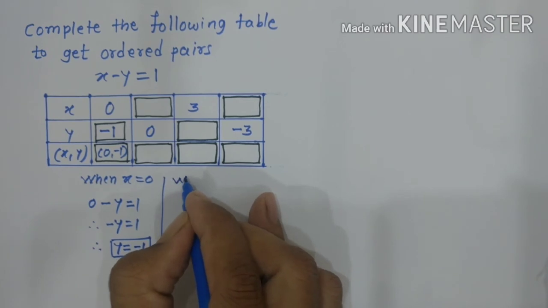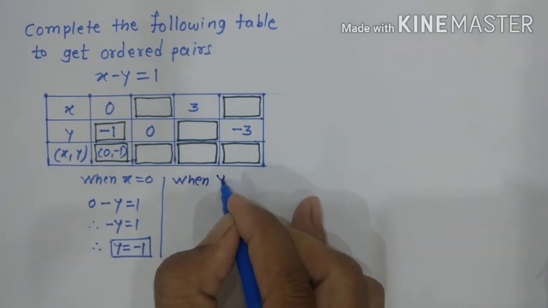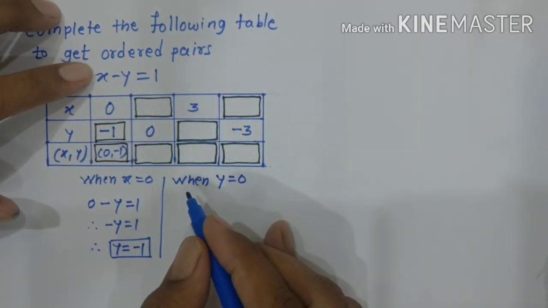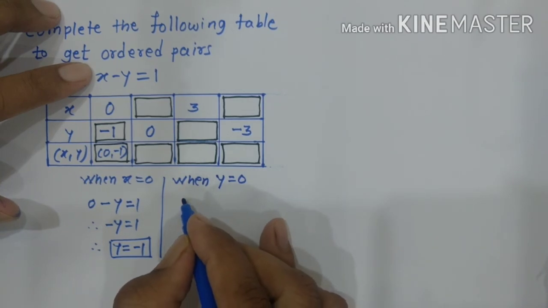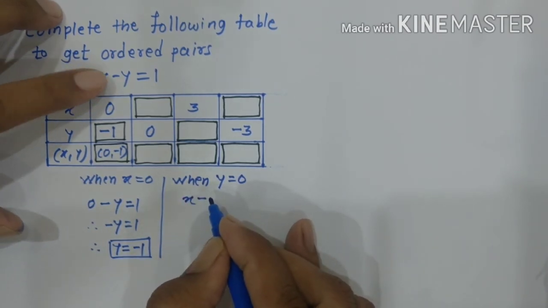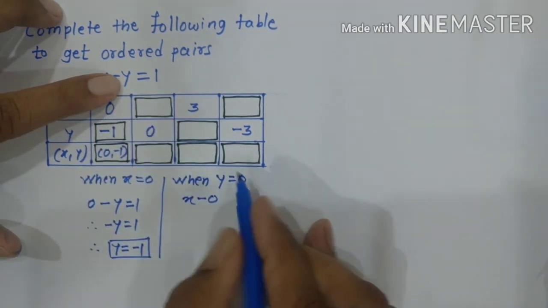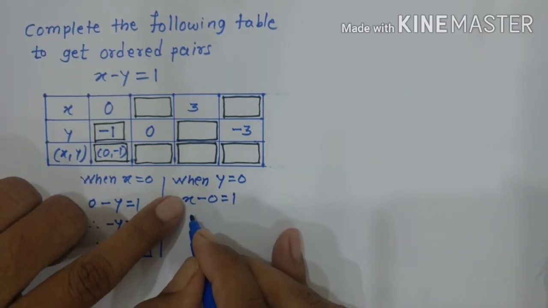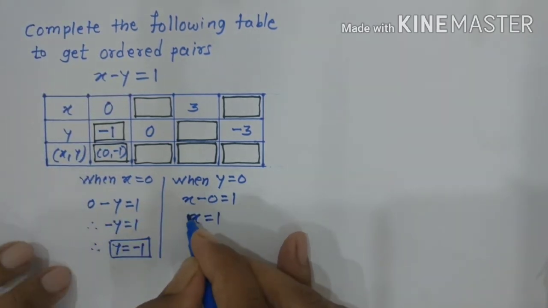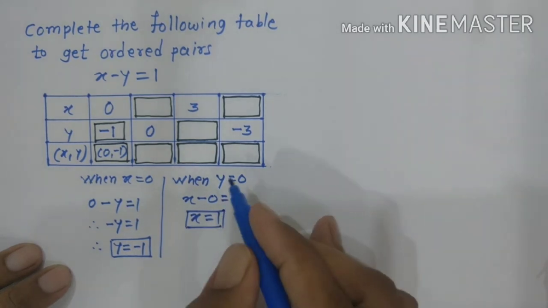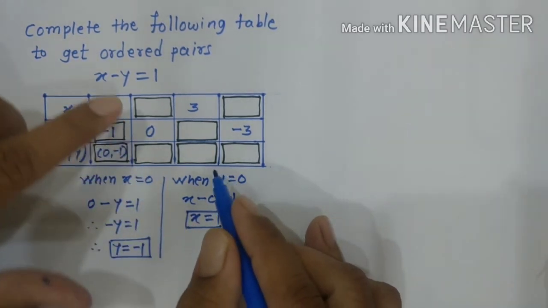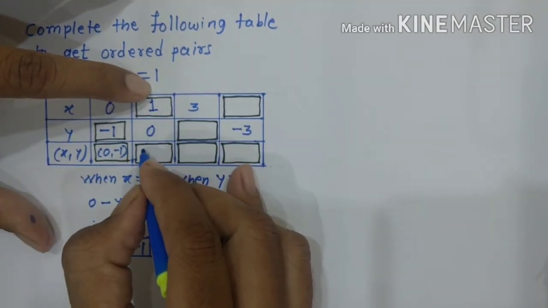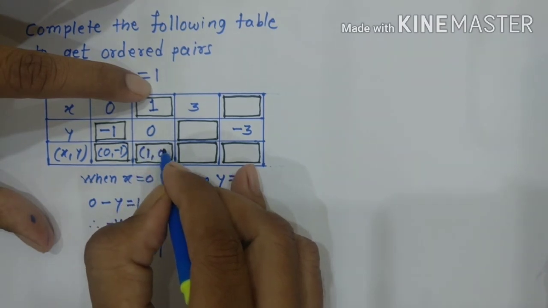So when y is equal to 0, put this value of y in the given equation. Therefore, x minus 0, since the value of y is 0, equal to 1. Therefore, the equation becomes x equal to 1. Put this value of x in the third column, that is 1. Therefore, our solution is 1 and 0.